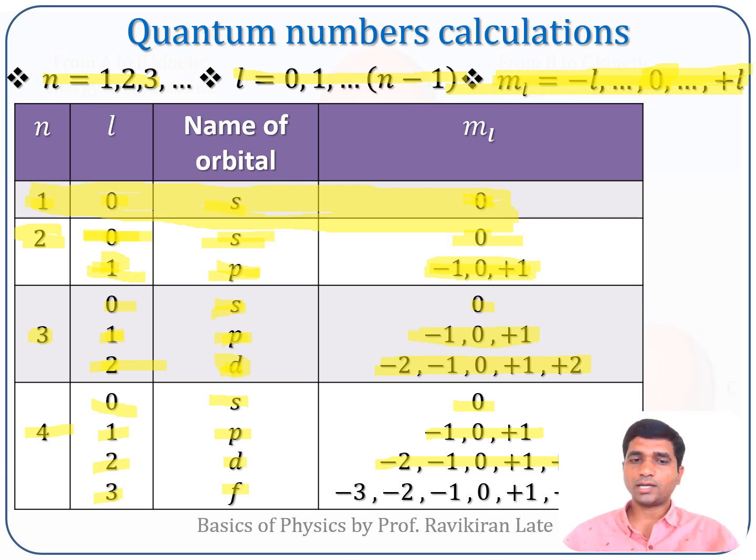If you consider the f orbital, that is L equal to 3, ml can take minus 3, minus 2, minus 1, 0, plus 1, plus 2 and plus 3. So in total 7 suborbitals will be there for a given f orbital.